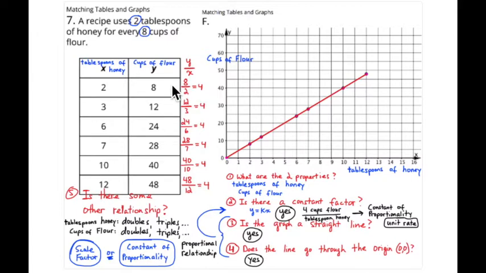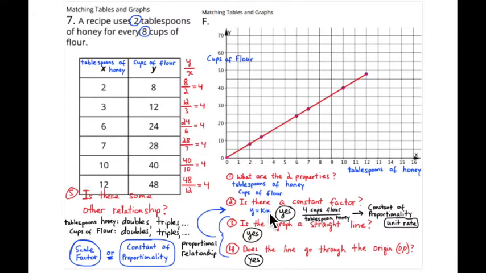So how many cups of flour do you need for 1 tablespoon of honey? You need 4. So it's 4 cups of flour per 1 tablespoon of honey. And what that also says is that in this ratio of 8 divided by 2, the 8 is 4 times the amount of 2. So 8 is equal to 4 times 2, because there's 4 2's for every 8 cups of flour. Likewise, 12 is 4 times 3, and 24 is 4 times 6.